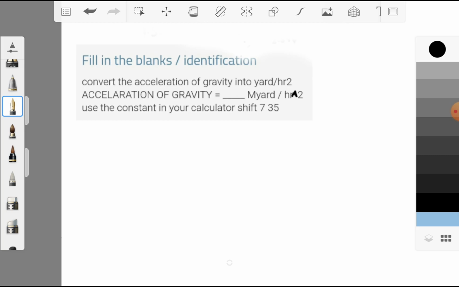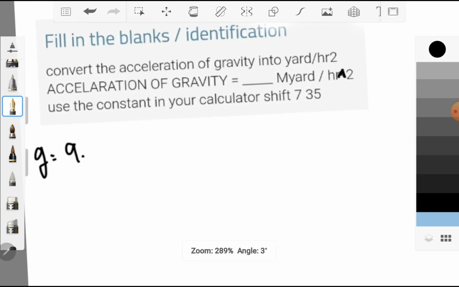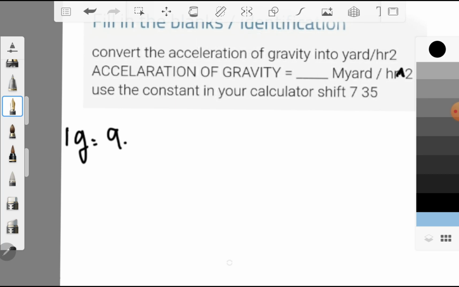For ES users, shift 795. Shift 735. Okay? So, we have the acceleration of gravity, which is equal to 9.80665. But actually, what we use is 9.81.